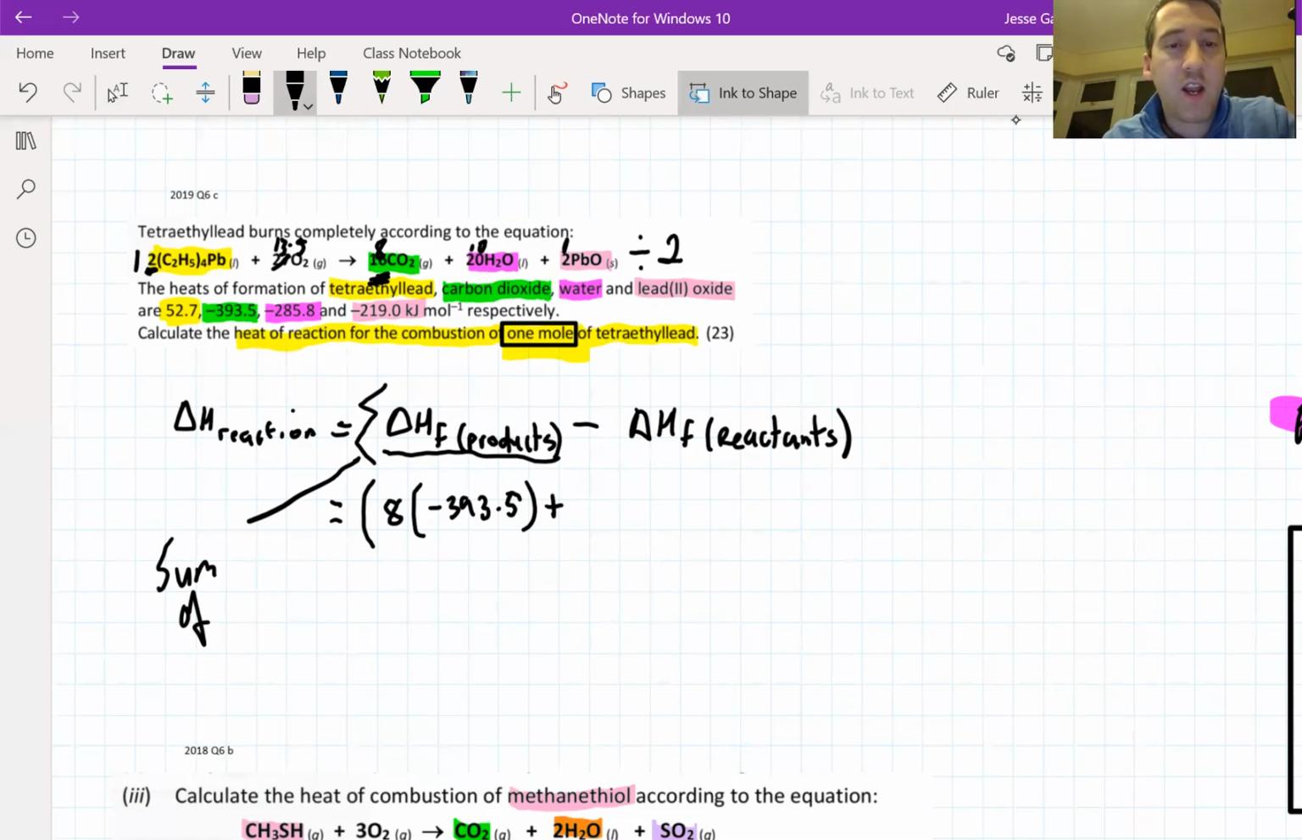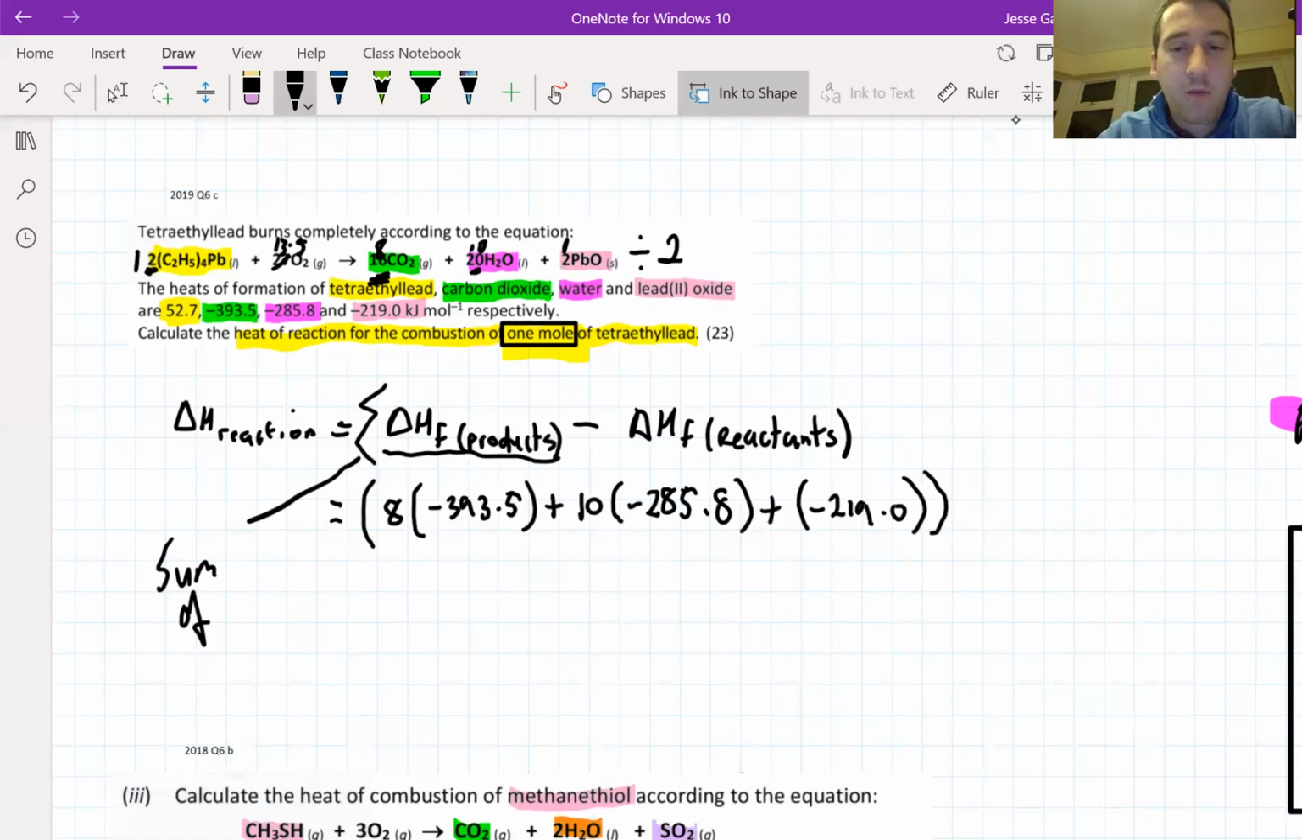So 8 times minus 393.5, then I'm going to do plus 10 times, because water is 10 now, I've divided it by 2, remember? So it's 10 times, and the heat of formation of water is minus 285.8, like that. Plus PbO is another product. I've only got 1 mole of PbO now because I've divided by 2. So plus 1 times, and it's minus 219.0.